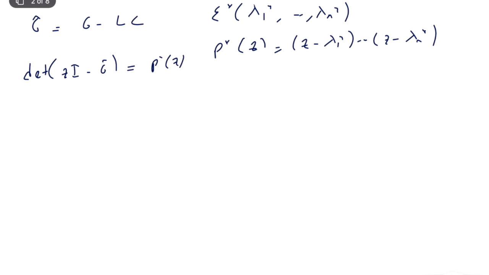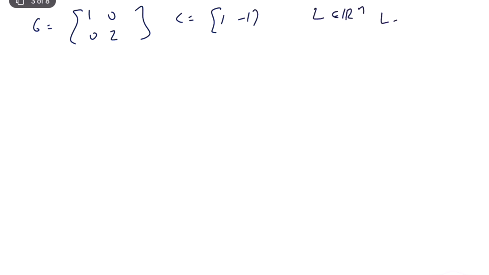Let's do it in a simple example. G is equal to [1, 0; 0, 2], C is equal to [1, -1], and L is an element of R^n. Let's call it L is equal to [L2; L1]. It can be L1, L2 or L2, L1, it doesn't matter. In this lecture for now, I will only teach you the direct design method, so the ordering of L1, L2 is not critical.